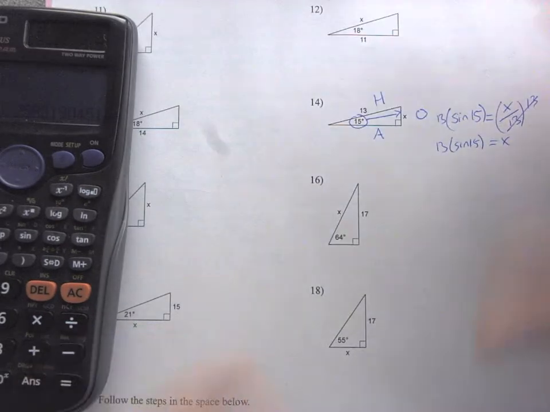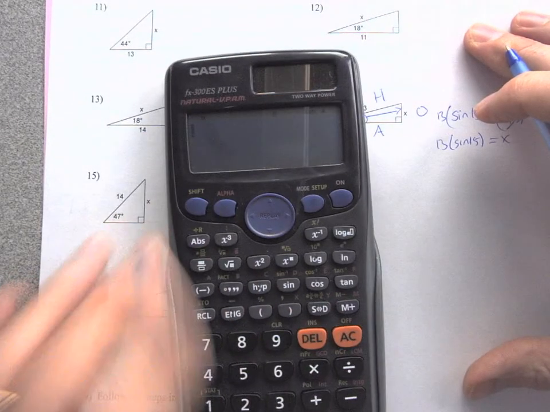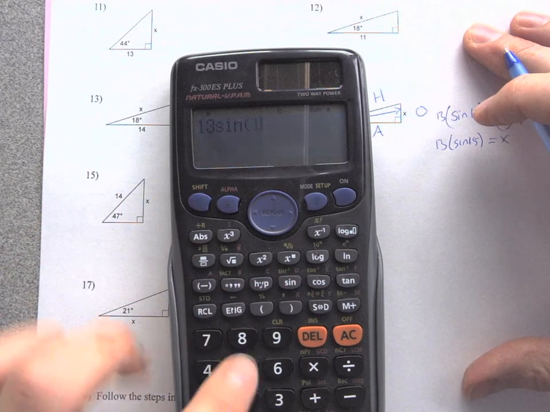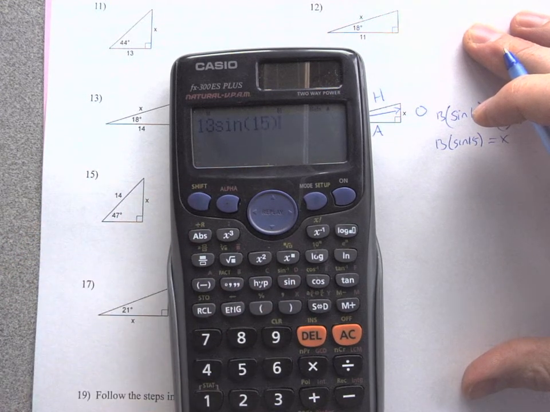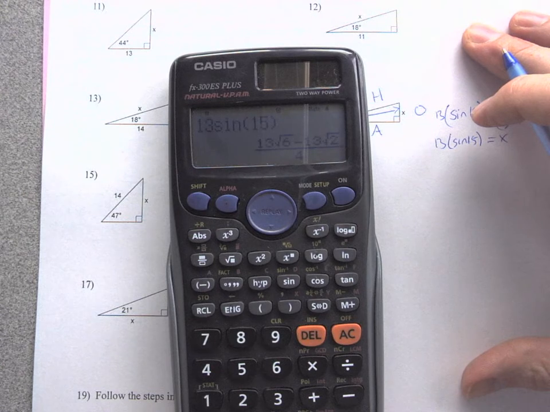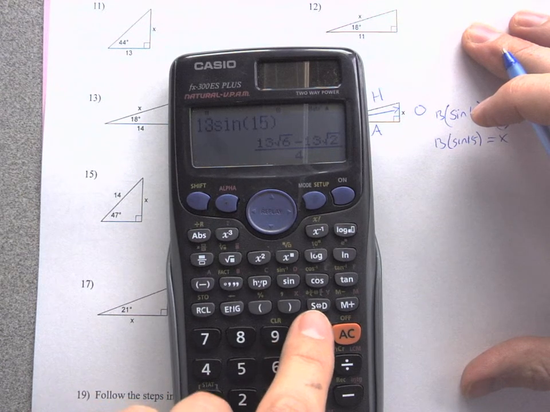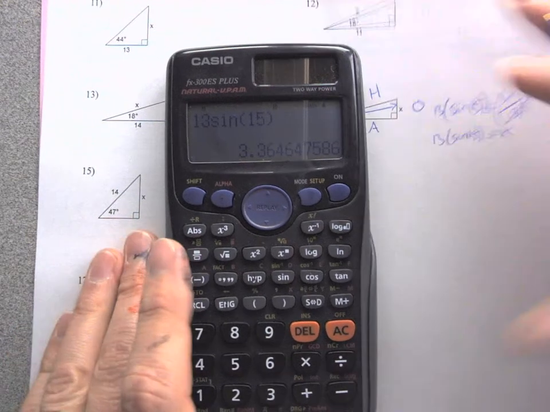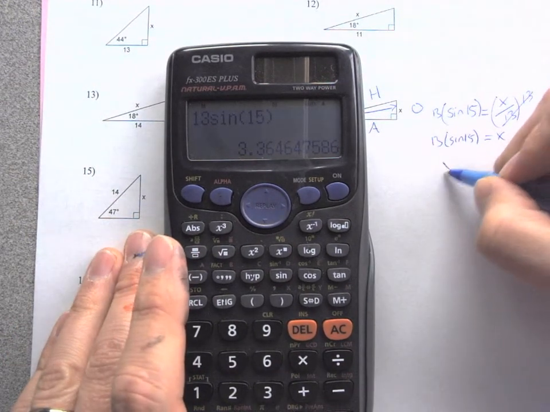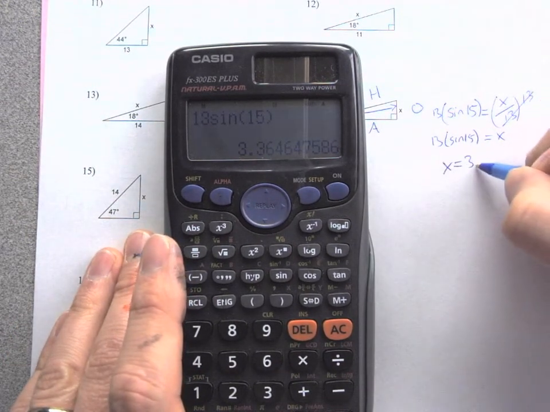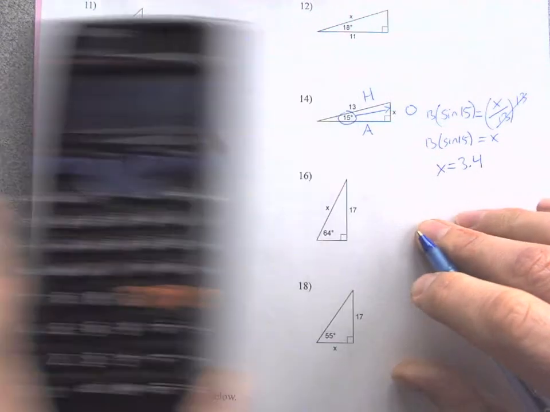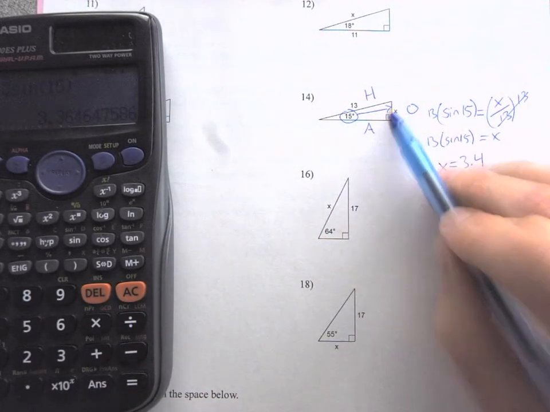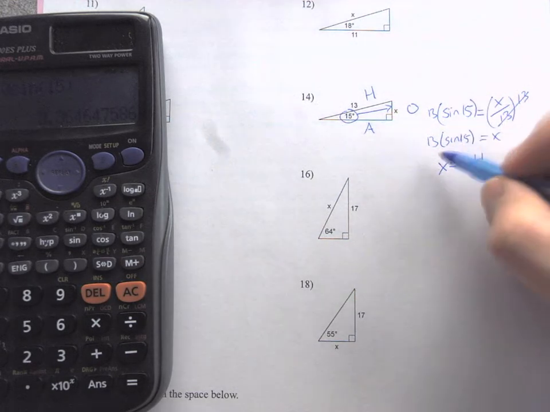Now I go to my calculator. 13 times the sine of 15 degrees is this thing, right? Pretty ugly, so I'm going to go S to D, and that's going to change it to a decimal for me. I want it rounded to the nearest tenth. Kind of makes sense, right? 3.4, that's pretty short. This one's 13, it's longer, so it kind of makes sense in the picture.